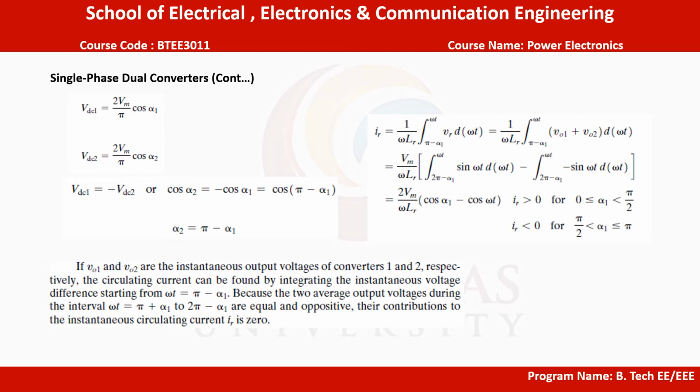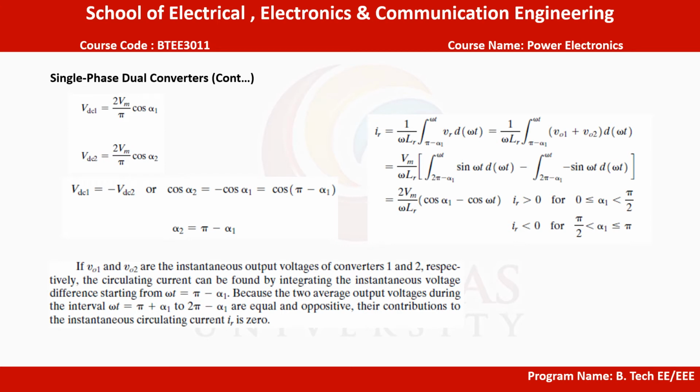If V01 and V02 are the instantaneous output voltages of converters 1 and 2 respectively, the circulating current can be found by integrating the instantaneous voltage difference starting from omega t equal to 2 pi minus alpha 1. Since the two average output voltages during the interval omega t equal to pi plus alpha 1 to 2 pi minus alpha 1 are equal and opposite, their contributions to the instantaneous circulating current IR is 0. Calculating for IR, it comes out to be 2 Vm upon omega LR (cos omega t minus cos alpha 1).